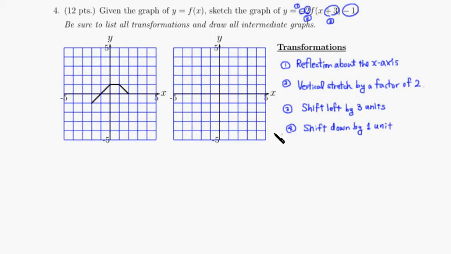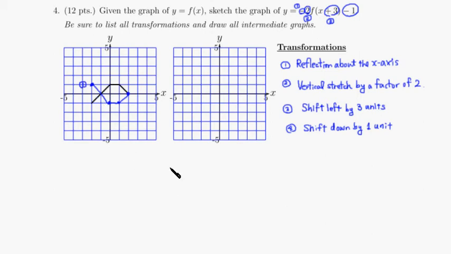Those are the 4 transformations. Let's apply them one by one. First, a reflection about the x-axis. Here the y value is originally negative, so it's going to come up here. Here it's originally positive 1, so it's going to go down here. This guy reflects over here, and this guy stays. After the first transformation, you get a graph which looks like this. So this is our first transformation.